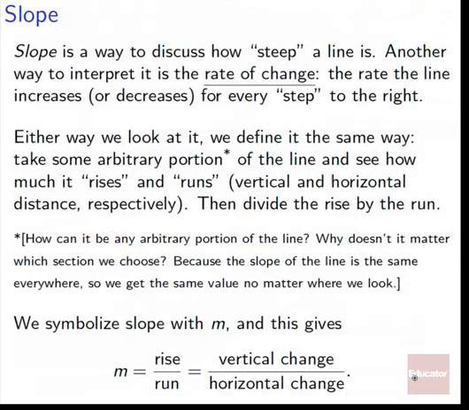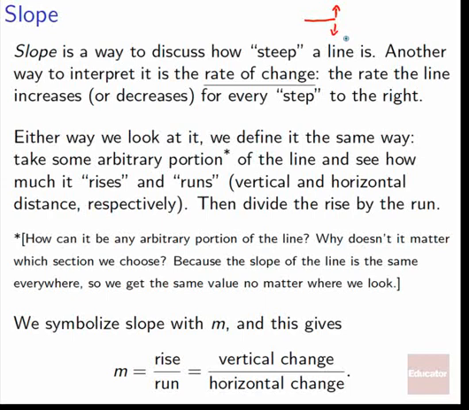All right, slope. Slope is a way to discuss how steep a line is, how quickly it's going up, how much it's changing one way or the other. So another way to interpret it is the rate of change, the rate that the line increases or decreases for every step to the right. So if we take one step over to the right, it tells us how much up we should go or how much down we should go, depending on if it's a positive slope or a negative slope. So one step over and we change by the slope.